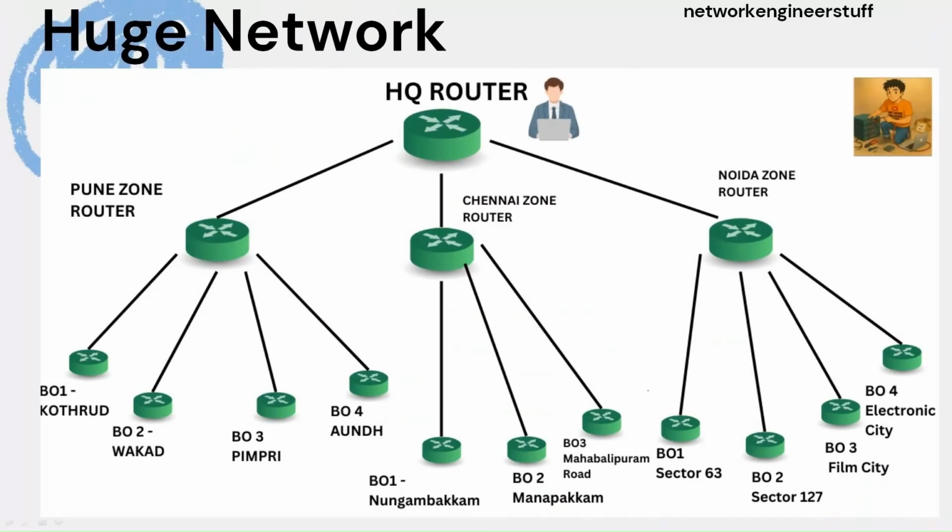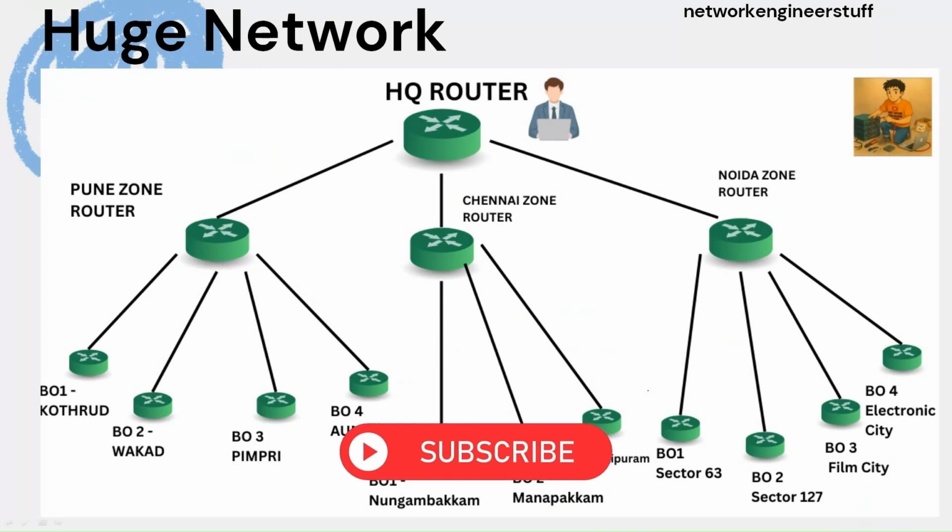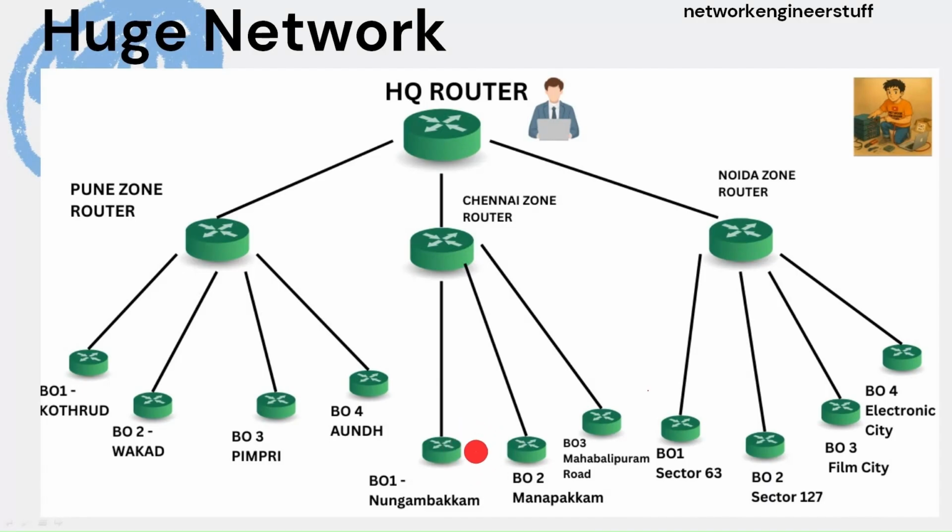Before understanding the solution, I will try to explain the problem and the solutions with the help of this particular topology. In this topology, you can see there's an HQ router, there's a headquarters. This headquarters will have multiple routers, but to represent it, I've shown one router over here, the HQ router, and to this HQ router, multiple zones are connected.